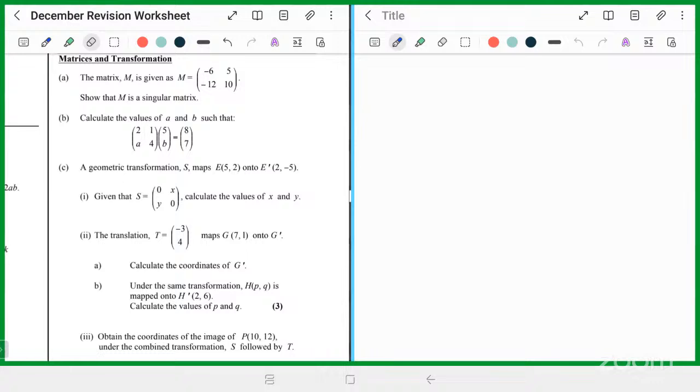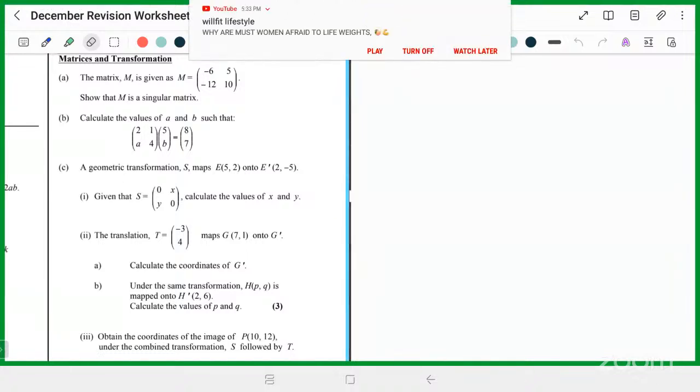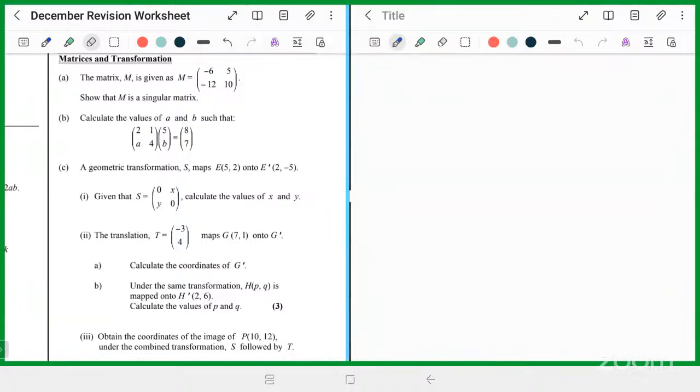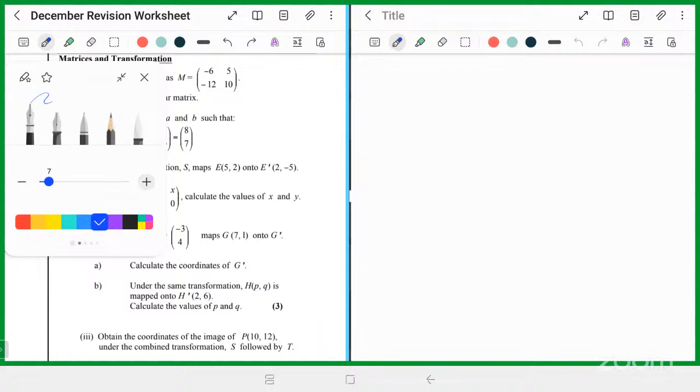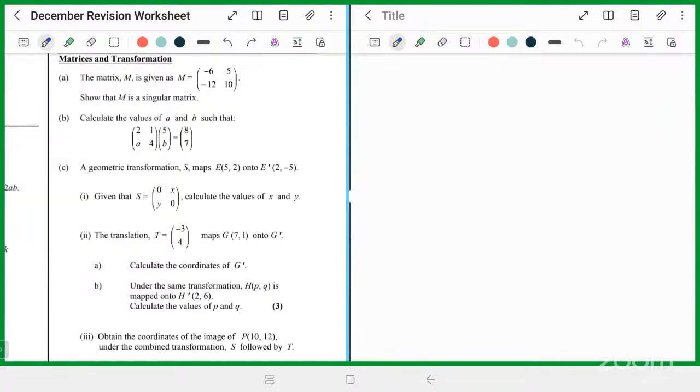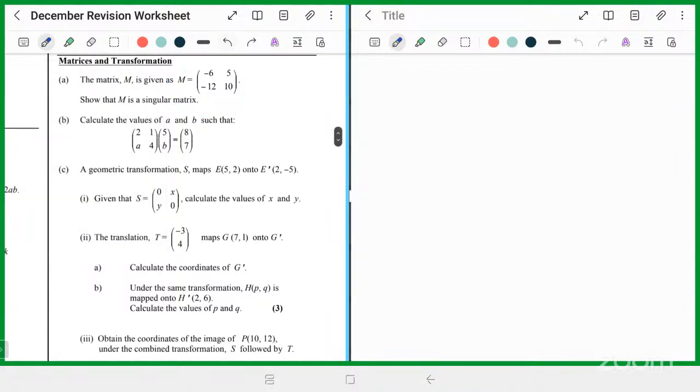All right. So this question part A gives us this matrix M and it tells us that we have to show that it is singular. Show that it is singular. Mute the mic please, online. Another thing they could have said is show that it has no inverse. They could have said that as well.